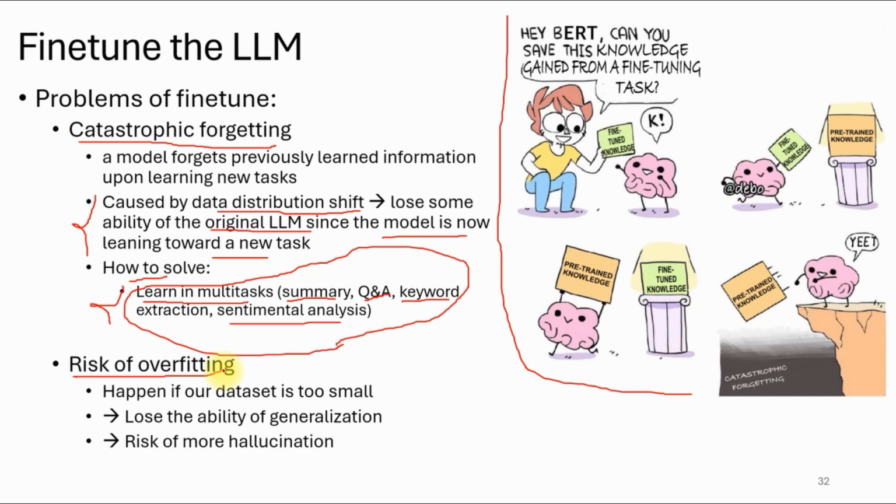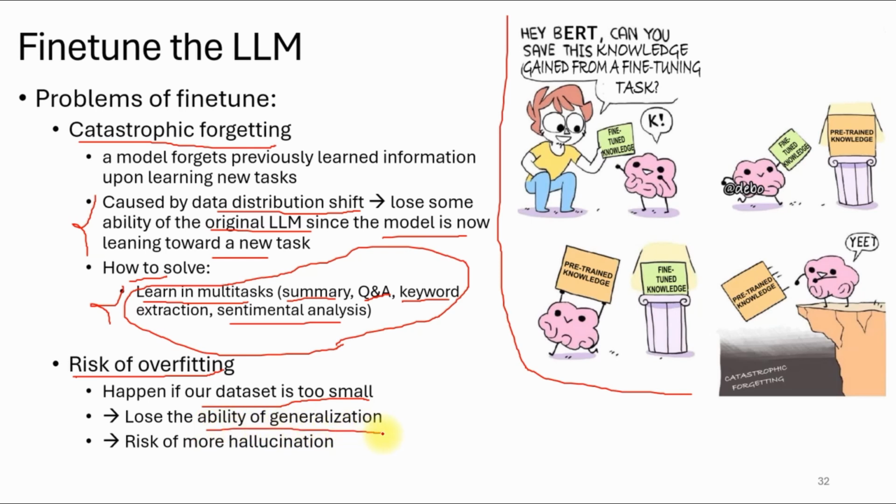You just try to memorize it. And when you go to the test, you lose the ability of generalization and you fail. So that is a kind of explanation of overfitting in LLM. It happens if our data set is too small. It starts to memorize, so you lose the ability of generalization.